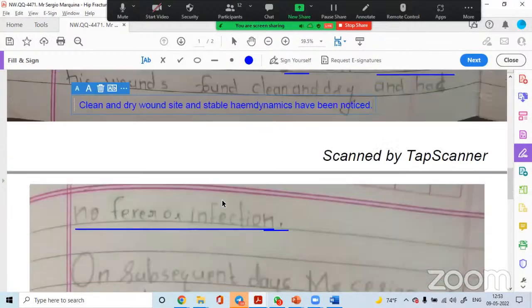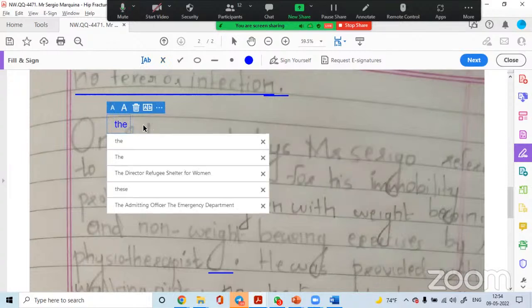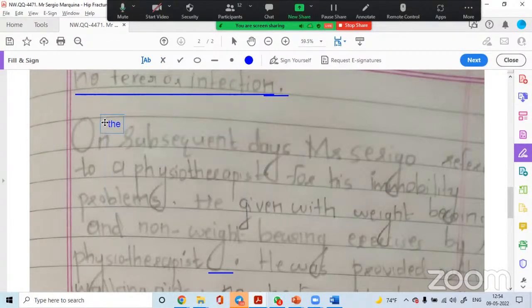Right. Next one. On the subsequent days, the "the" is a must. Whenever you write subsequent and all these things, write like this. On the subsequent days, Mr. Sergio, no, Mr. Marquina, second name. Always write second name if you want. On subsequent days, Mr. Marquina referred to a physiotherapist for his immobility problems.